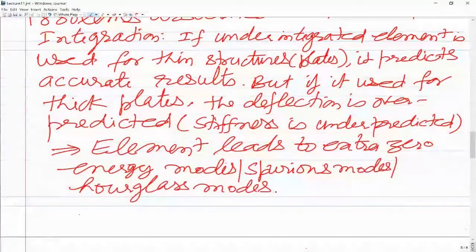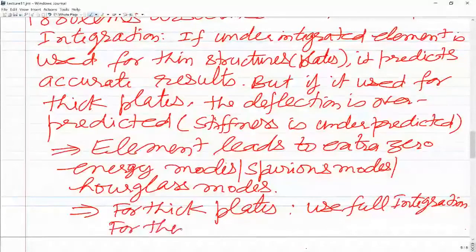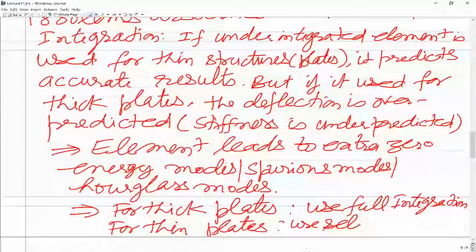Since this problem is there, what is recommended is that if you are solving thick problems, for thick plates, use full integration for both. And for thin plates, use selective integration.